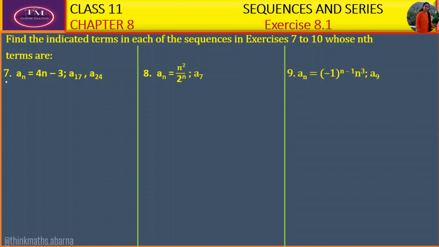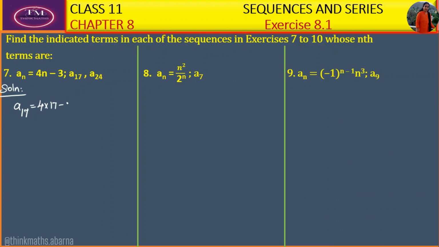So here, seventh one, an equal to 4n minus 3. We have to find out a17 and a24. Okay. So in this, we have to substitute 17 instead of n and 24 instead of n and find out the value. So solution. They gave an, we have to find out a17. That is n is equal to 17. So instead of n, put 17.